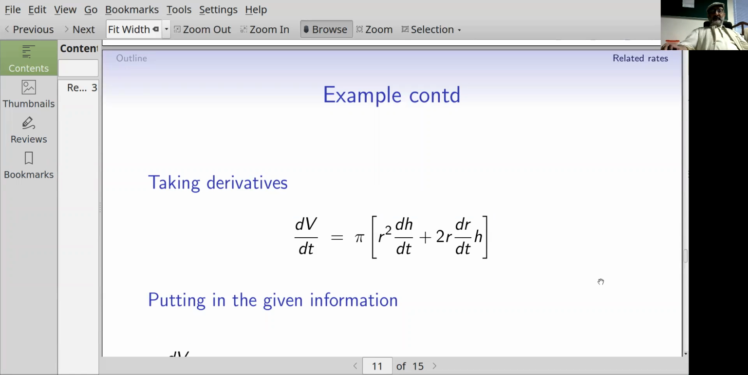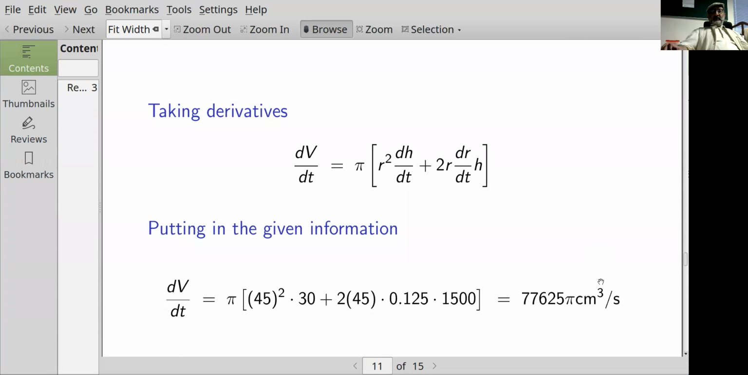Now, put in the given information. You were given that dh/dt was 30, and you were given that r was 45, so 45 squared here, and twice 45 here. And then half of 0.25, 0.125 times, you were given h. So plug all those numbers in. You get dV/dt is 77,625 pi centimeters cubed per second.